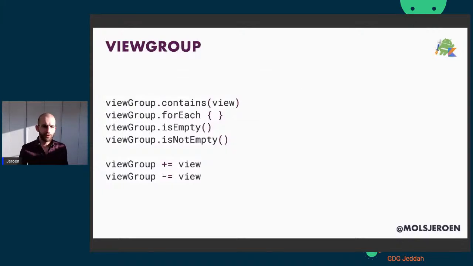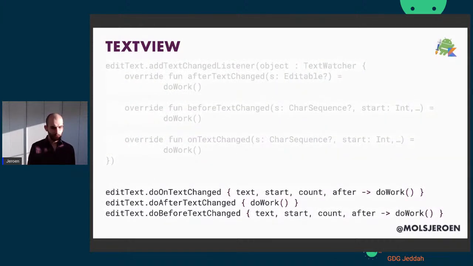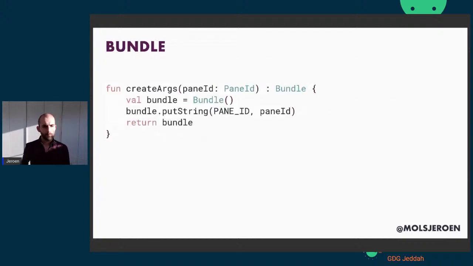For ViewGroup, also some easy or handy extensions. You can loop over all of the views in a ViewGroup with forEach. You can add or remove views using operator overloading. Very handy when you need it. Then for TextView, if you want to do something when text has changed, you would have to implement a text watcher. But thanks to Android KTX, you can do, hey, doAfterTextChanged or doBeforeTextChanged. So again, handy extensions.